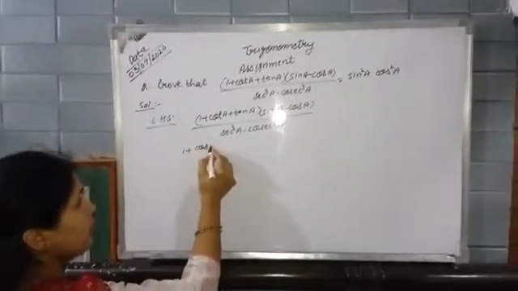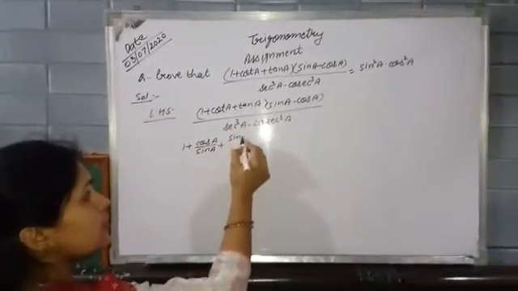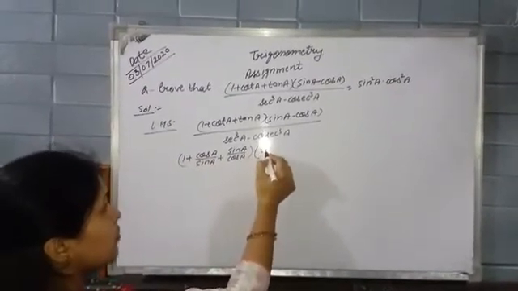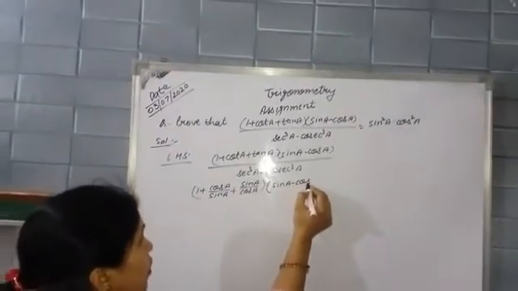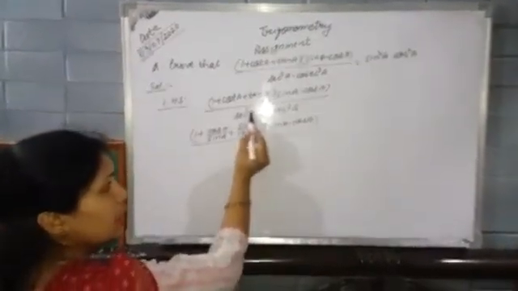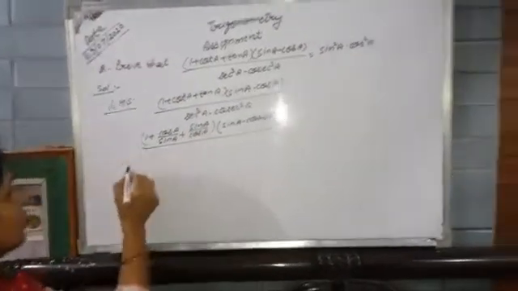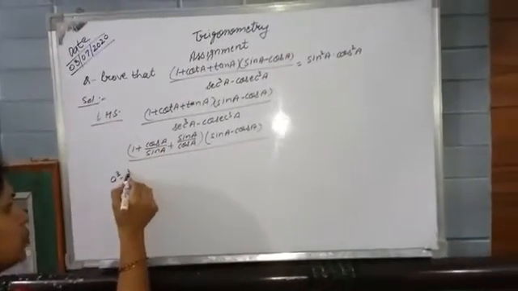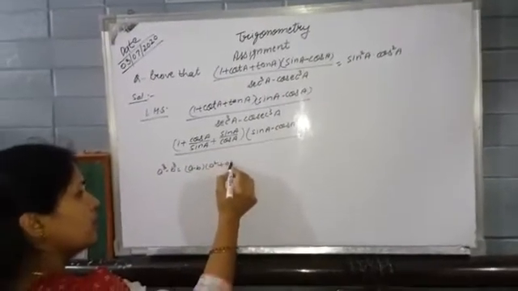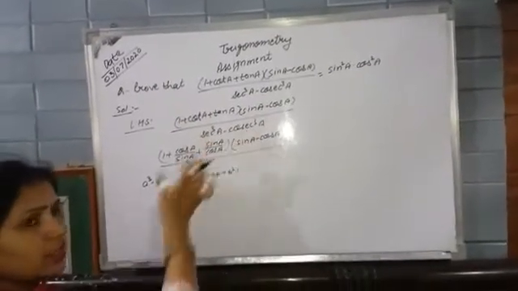So cot A can be written as cos A divided by sin A, plus tangent A is sin A divided by cos A, and this term is sin A minus cos A. And in this term, a cube minus b cube, we can apply an identity. What is the identity? a cube minus b cube is (a − b)(a square + ab + b square). So we can apply this identity here in the denominator.